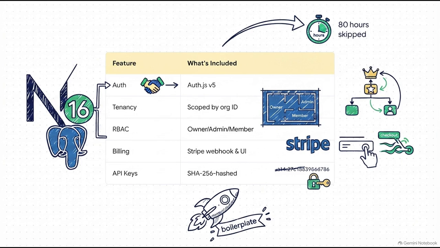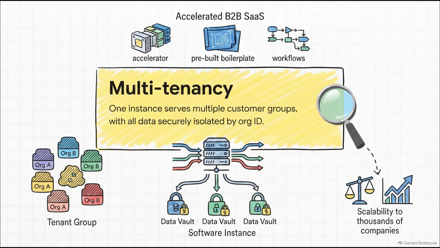It's all just there. Actually, I want to quickly clarify that term, multi-tenancy, because it is the absolute core of any B2B SaaS application. It's essentially an architecture where one single instance of your software serves multiple distinct customer groups, your tenants. And crucially, every single piece of data is strictly and securely isolated by an organization ID. This ensures you can scale way up and serve thousands of different companies safely, all from the exact same codebase.